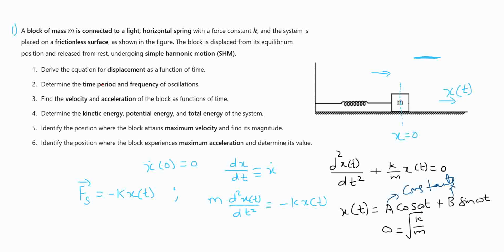Now to determine these constants, we need two initial conditions, because we have two constants. Already we have one initial condition given, that is x dot of 0 equal to 0, but we don't have another initial condition because it is not given. Here it is said that the block is displaced from its equilibrium position and released from rest.